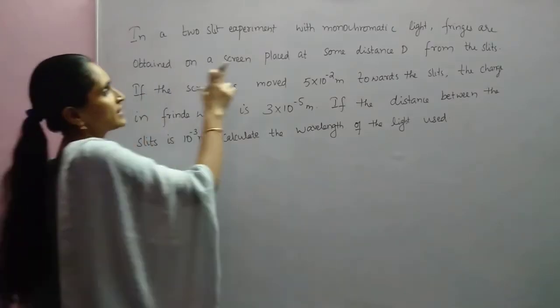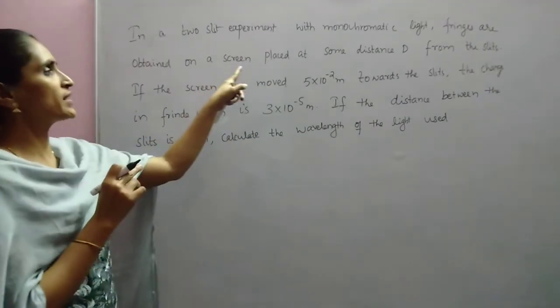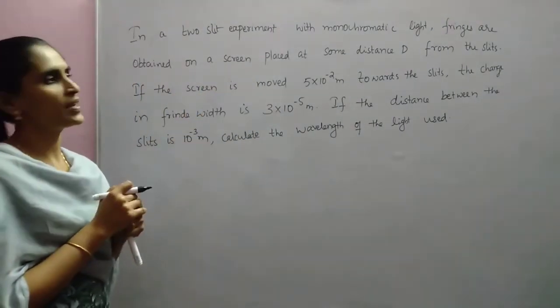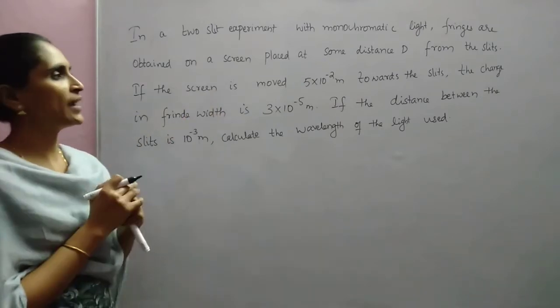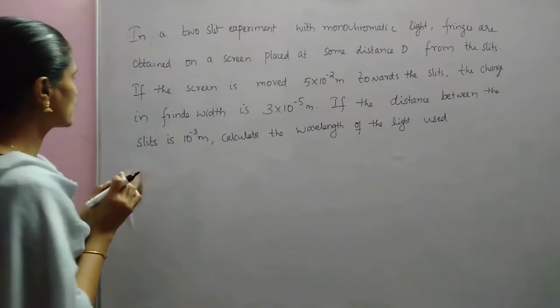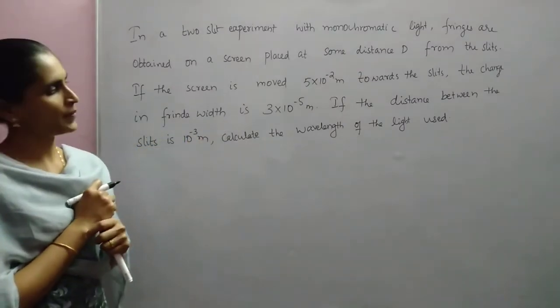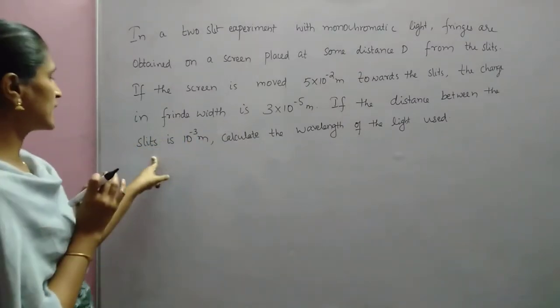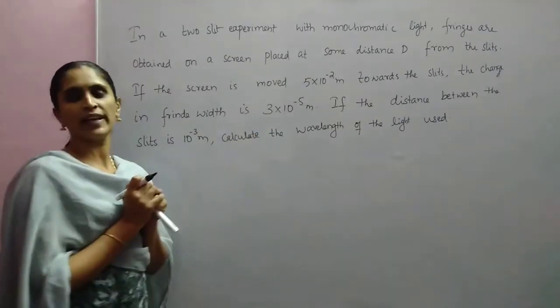In a two-slit experiment with monochromatic light, fringes are obtained on a screen placed at some distance D from the slits. If the screen is moved 5 × 10^-2 meter towards the slits, the change in fringe width is 3 × 10^-5 meter. If the distance between the slits is 10^-3 meter, calculate the wavelength of light used.